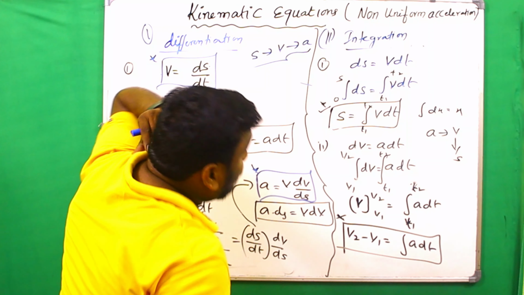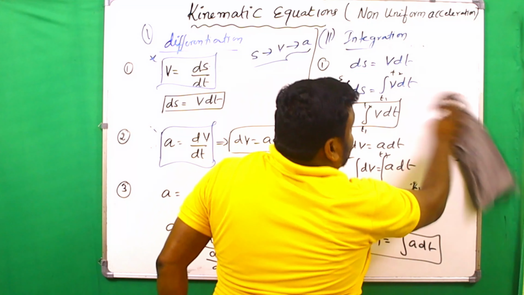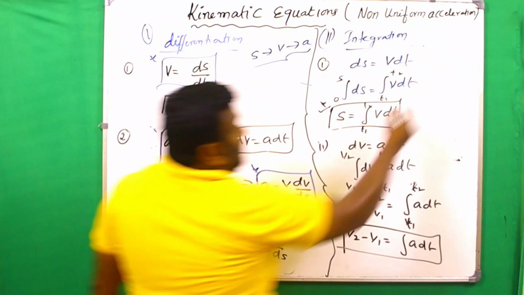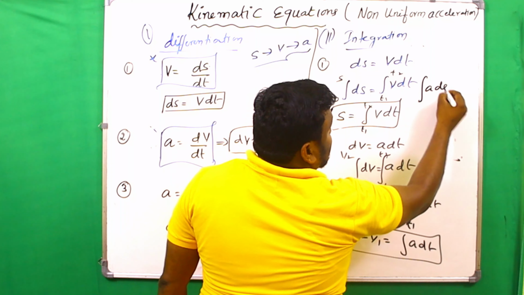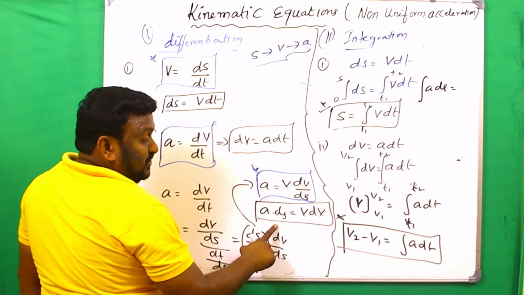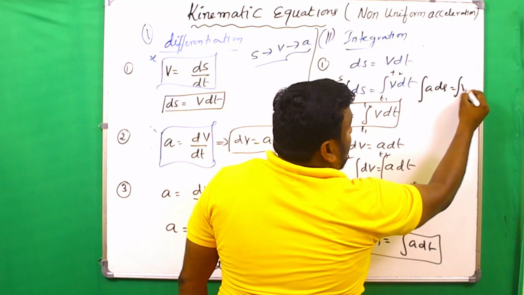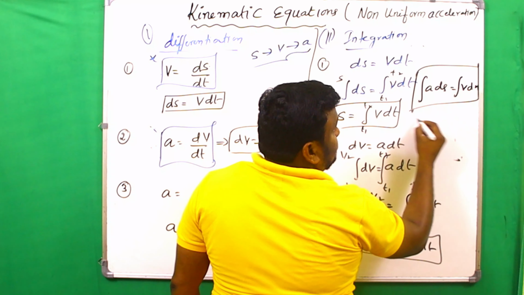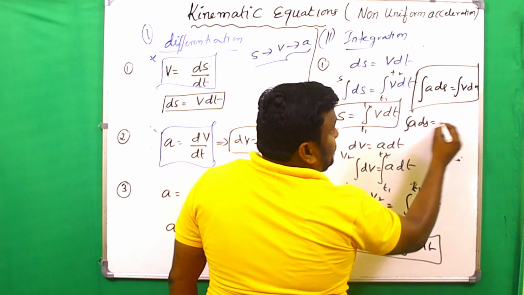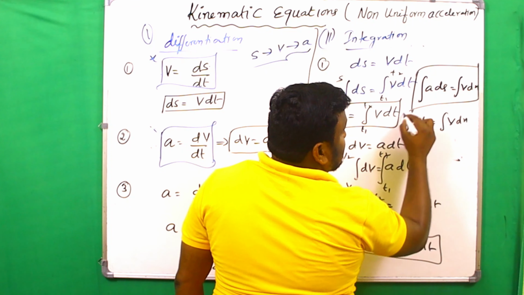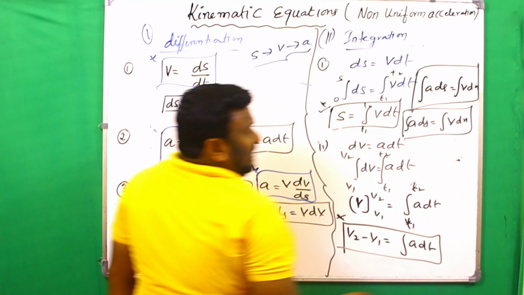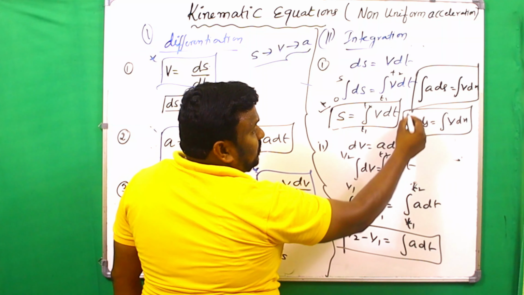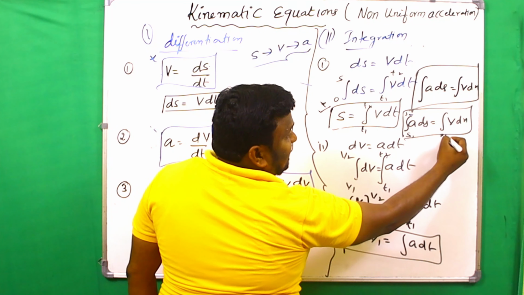And now the third one. Same thing here: ∫a ds = ∫v dv. This is another equation. Again the limits, the boundaries, are s1 to s2 here, and v1 to v2 on the other side.